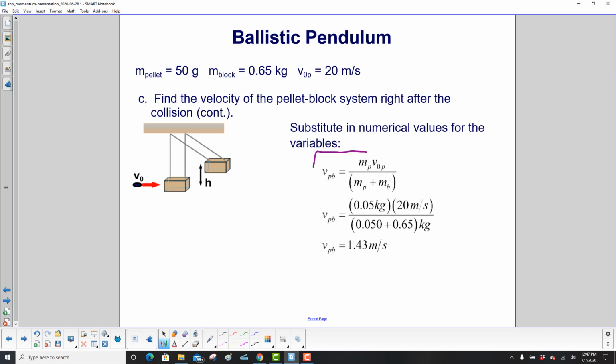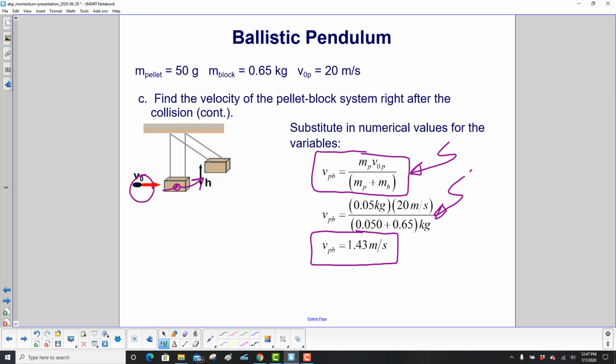So here's our equation for the velocity of the pellet block system after the pellet strikes the block, becomes embedded, and starts moving. And like I said previously, that's the key part of this problem. Now you put the numbers in, go through the math, and you get the velocity of the pellet block system is 1.43 meters per second.